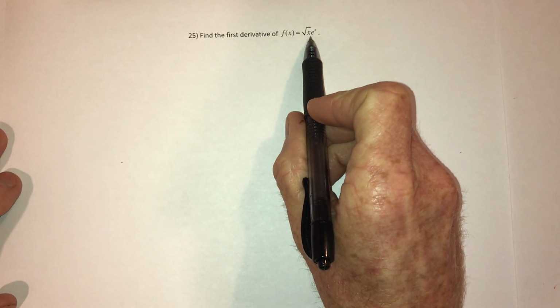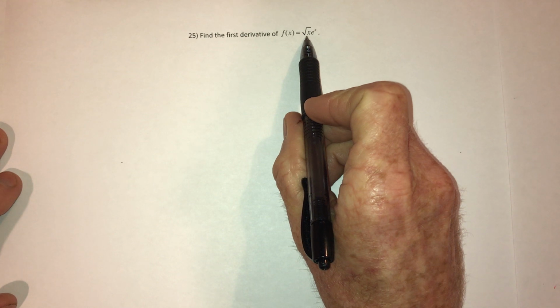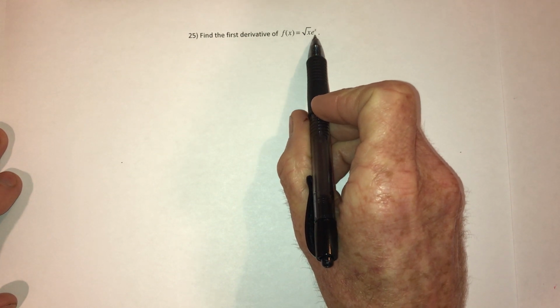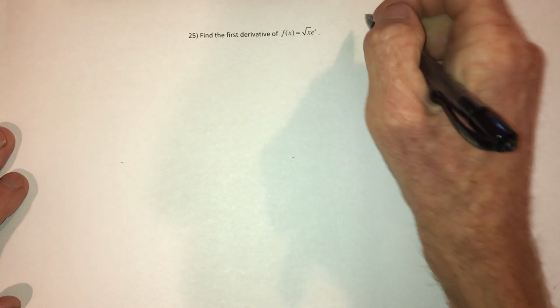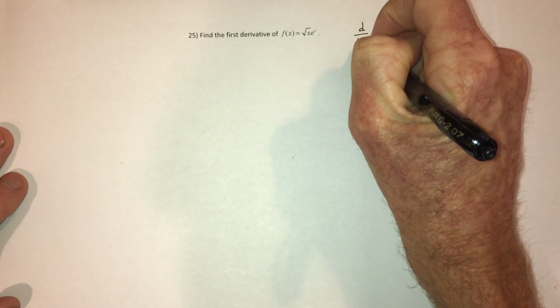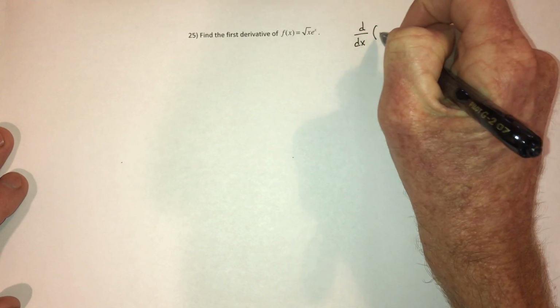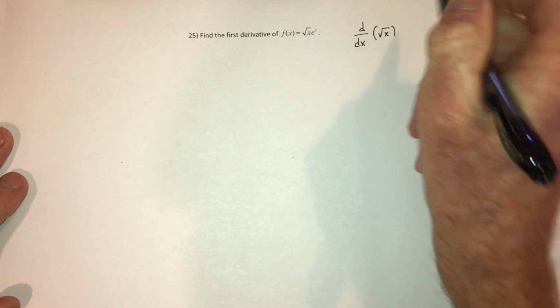And now it's time for the product rule. So this is the product of the square root of x and the e to the x function. So for one part of it, we're going to need to take the derivative of the square root of x.